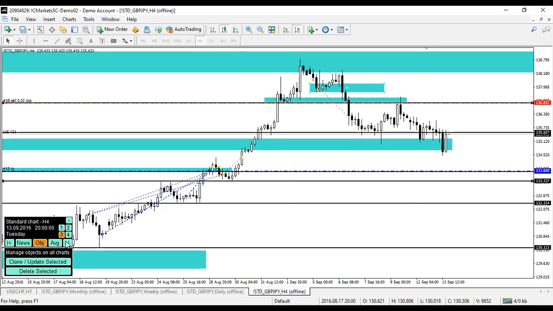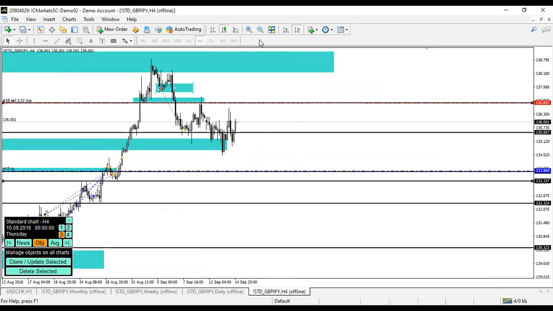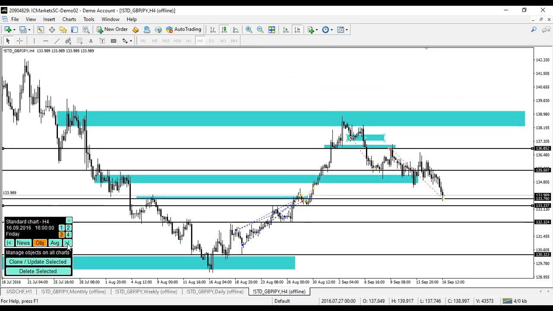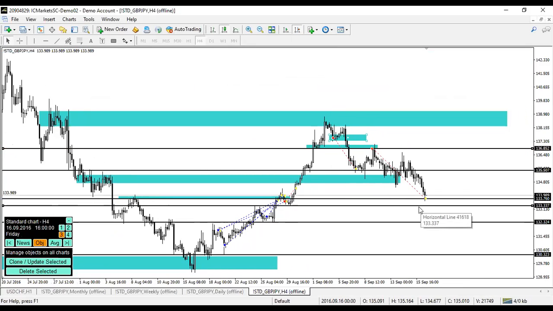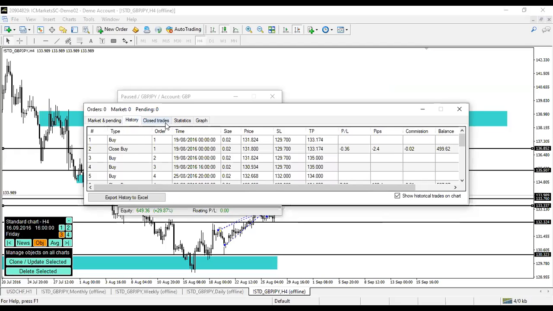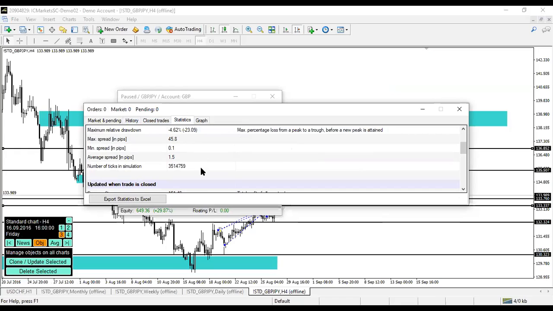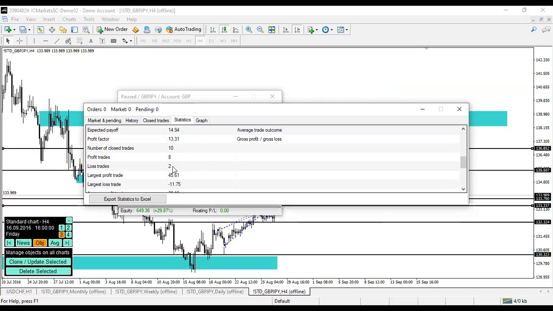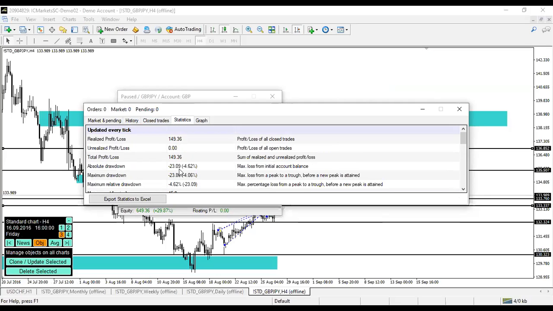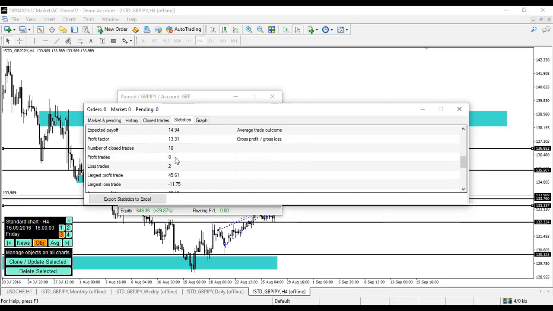So now price is going all the way down. Our trade is risk free right now, so we expect that price would go down all the way. As we see, price went all the way down and hit our take profit. So how many trades did we take here? We have two loss positions here, and 8 wins here.